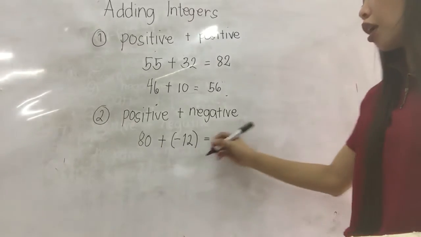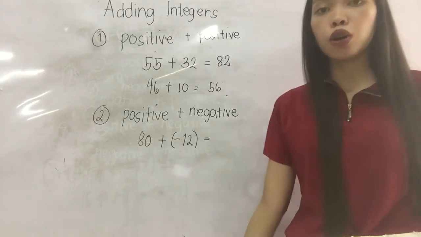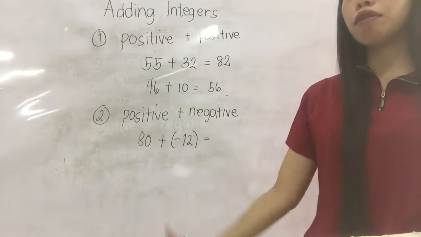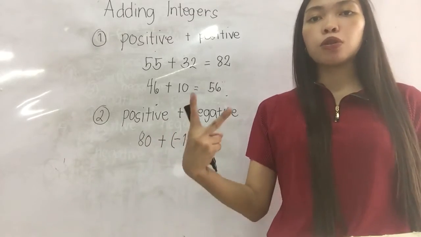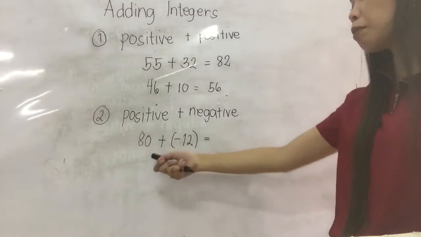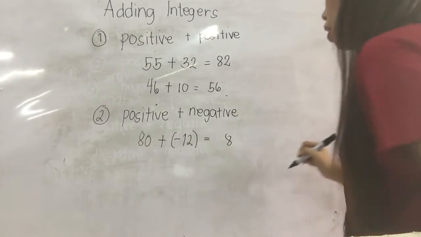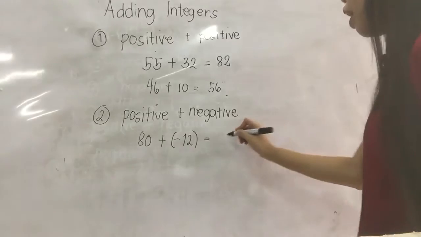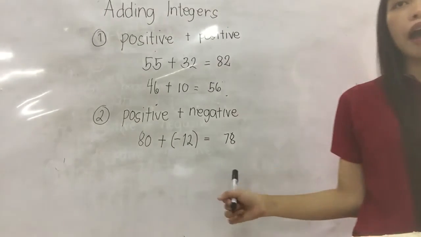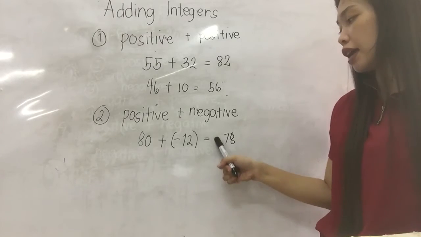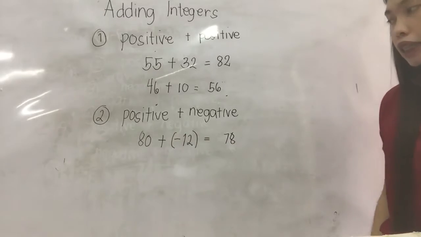And then you have to proceed to subtraction. If the two integers have unlike signs, you have to subtract them. So 80 minus 12, that is 78. And the sign will be positive. If the sign is positive, we don't have to write the positive sign. It is automatic and understood that it is already positive.